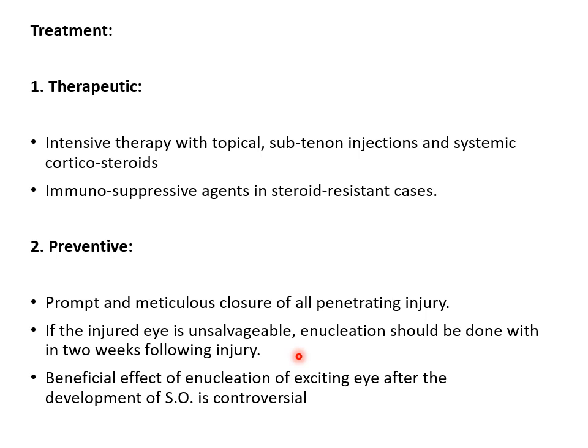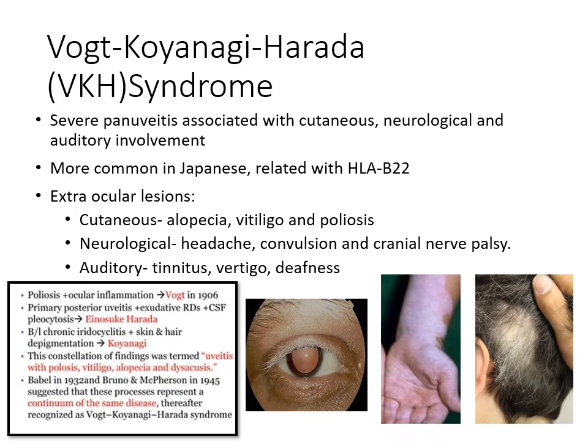Okay, but in the cases that we have to, that is the cases which are PL negative, there is no useful vision and it's a painful blind eye, we have to do an enucleation. If doing enucleation, you have to do it within 2 weeks. There is no beneficial effect of enucleation of the exciting eye after the development of the disease. Once the disease has developed in the contralateral eye, there is no role of enucleating the exciting eye.